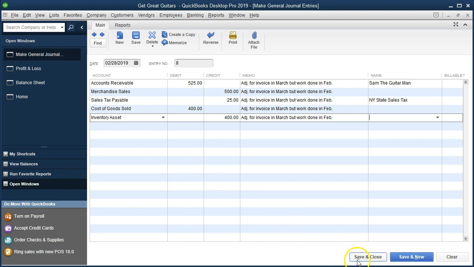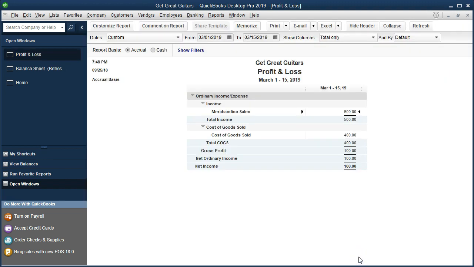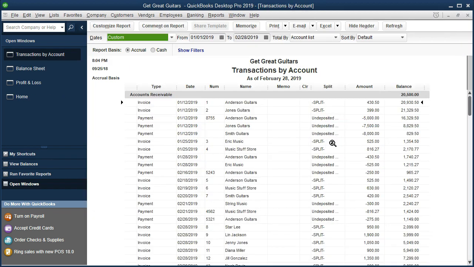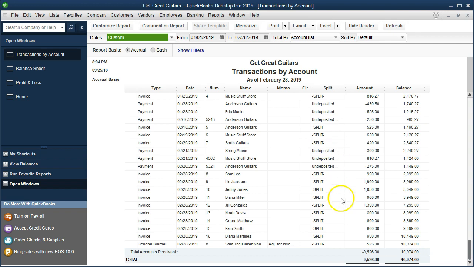So we're going to say save and close and see if this does what we would expect it to do. So let's go back to the balance sheet, and we're going to go to the accounts receivable. Accounts receivable should now have increased. So if we go here and we scroll down, there's the journal entry we just made. Here's the adjustment. Notice it's a journal entry, and that's helpful to us because now we can see that this is an adjustment we made.